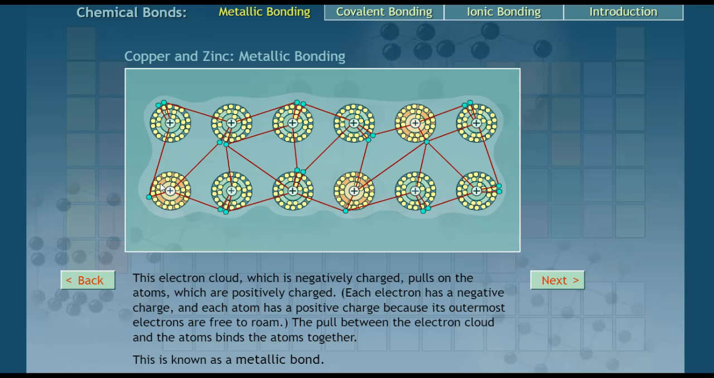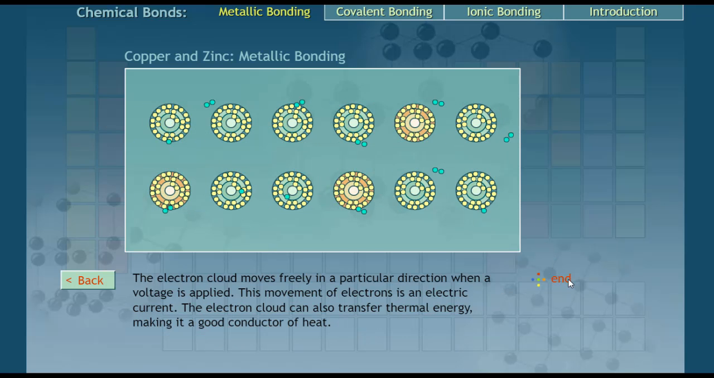And the idea being that if I can get these electrons to move in one direction, I'm going to end up with electricity. The movement of electrons flowing is your current, and then the pressure that pushes them, the force that's driving them, is your voltage. The electron cloud can also transfer thermal energy, that is heat energy, which means that metals are not just good at conducting electricity, they're also very good at conducting heat.